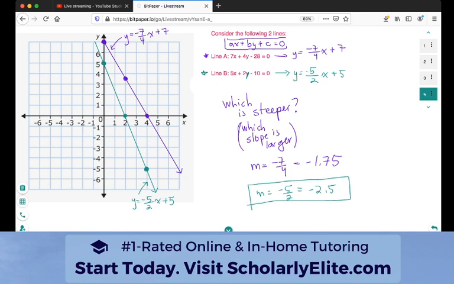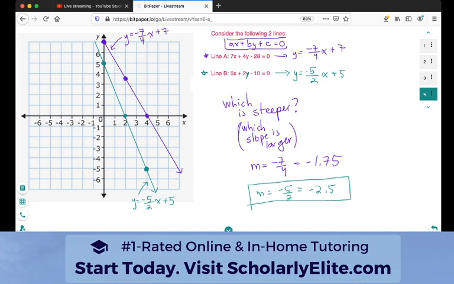So when they're asking which slope is steeper, they're really asking which of the two has a larger slope. Okay, hopefully that makes sense for you guys. Now, to answer the next part, which starts higher or lower?